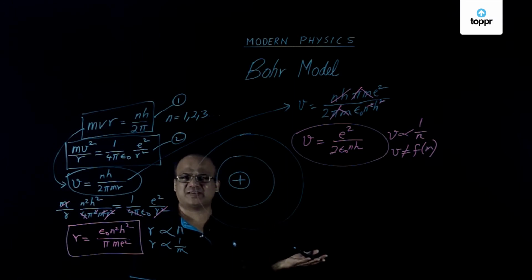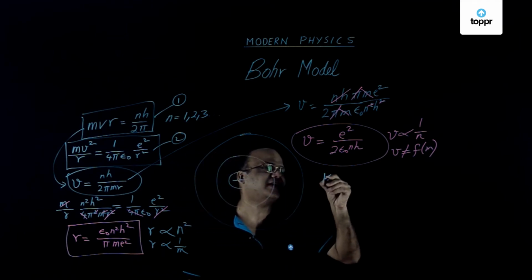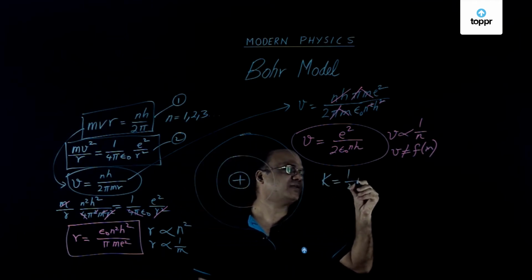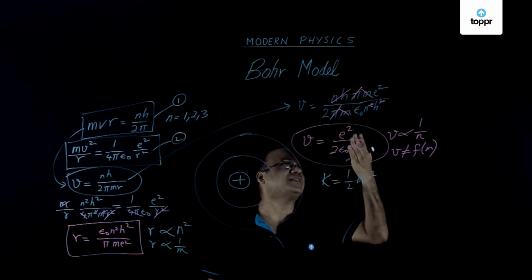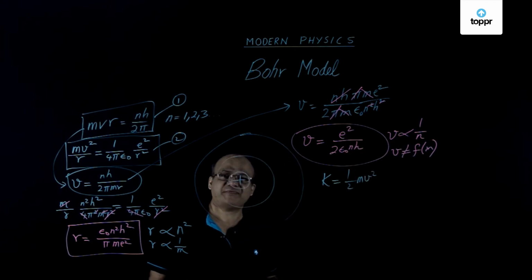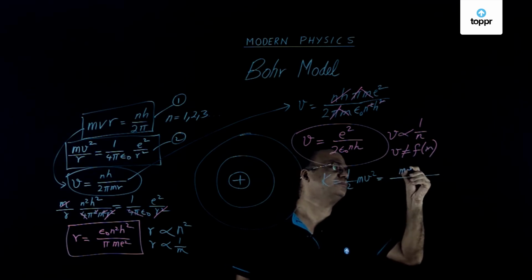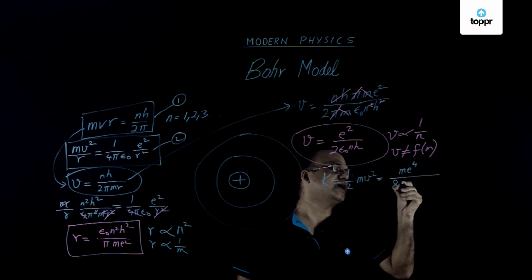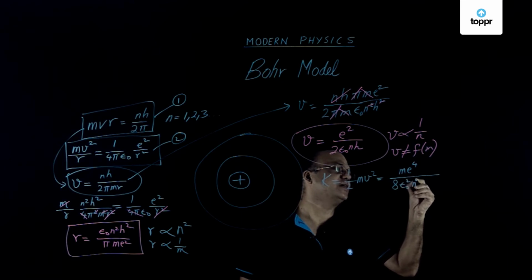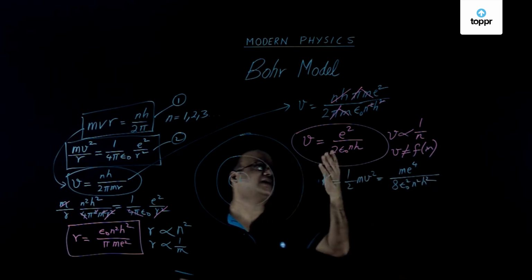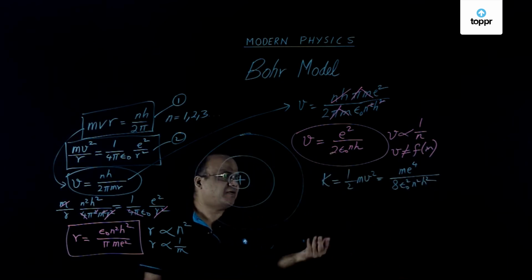Once you have got velocity, you can get kinetic energy. Right? All of us know that kinetic energy is half mv square. So square this and multiply by half m. What do you get? me to the power 4 by 8 epsilon naught square n square h square. Check that. So now you got the formula for kinetic energy.